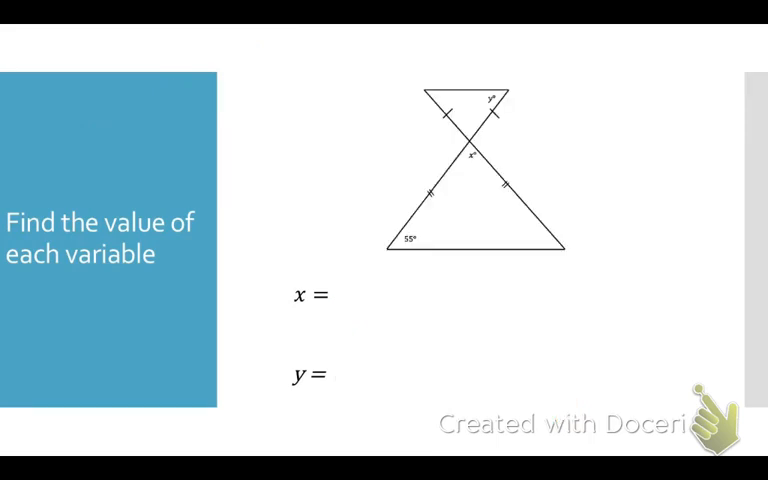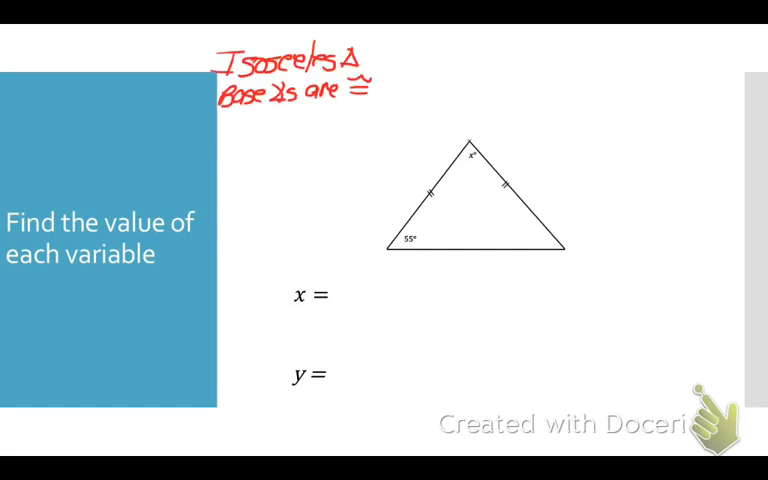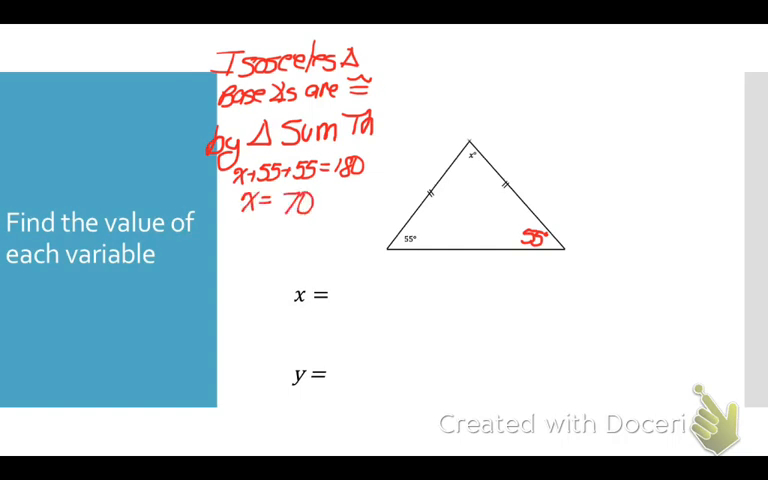All right, our very last one is we have two triangles. It kind of looks like an hourglass. So what I want to do is work with the triangle that has information on it, which is the bottom one. So I'm just going to erase the top one for a minute. And I'm going to say, this is an isosceles triangle. Therefore, I know that the base angles are congruent. So if one base angle is 55, the other base angle has to be 55. Now, I also know by the triangle sum theorem that if I add up x plus 55 plus 55, it has to equal 180. Therefore, I'm going to solve for x and get that x equals 70 degrees.